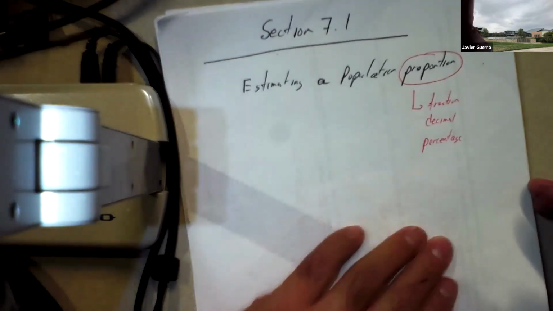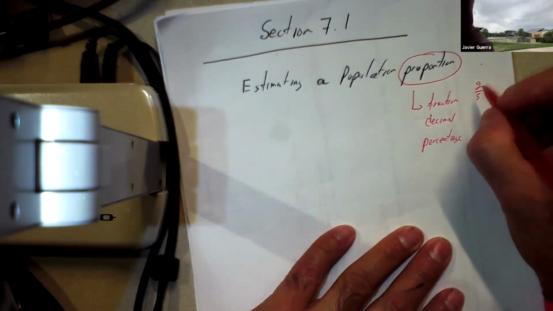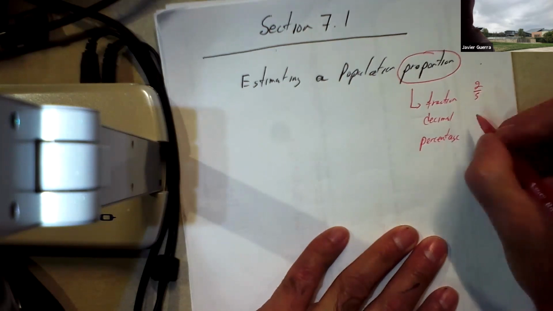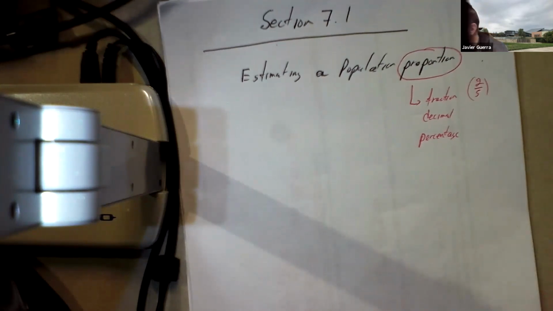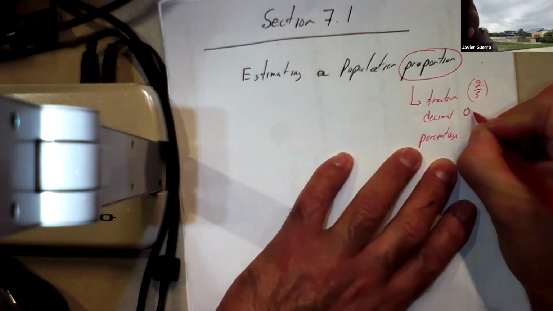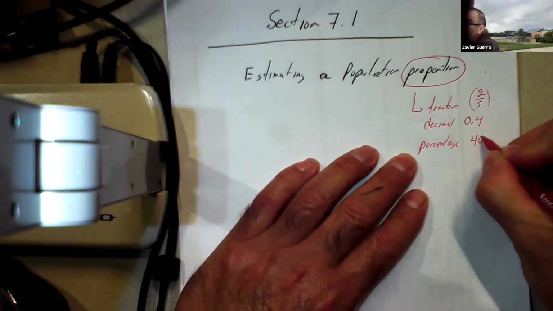So, for example, a fraction could be 2/5. Y'all know what 2/5 would be in decimal format? How would you convert 2/5 to a decimal? Yeah, you divide 2 by 5, and you should get 0.4. As a percentage, this would be 40%.